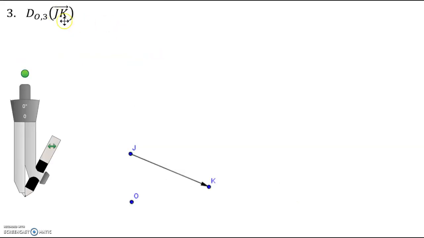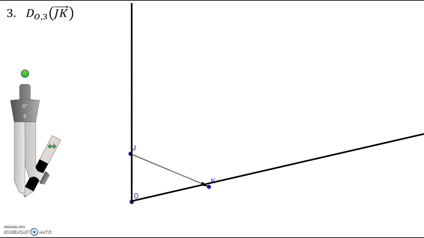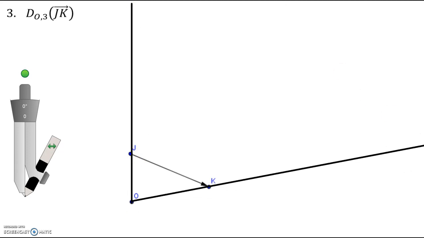Going on to number 3. We're doing the same concept here. We're starting with a ray, and we're going to end with another ray. This time, though, our scale factor is 3. So we are going to begin from our center of dilation O, going through J, and going through K, making lines that extend past both.